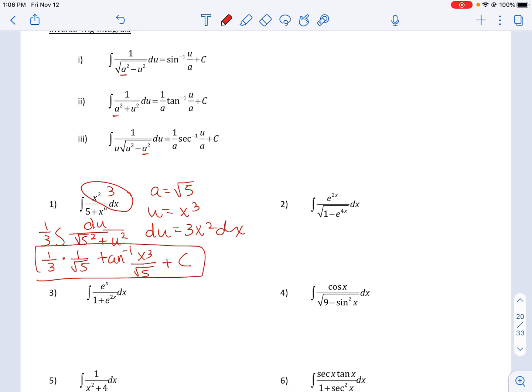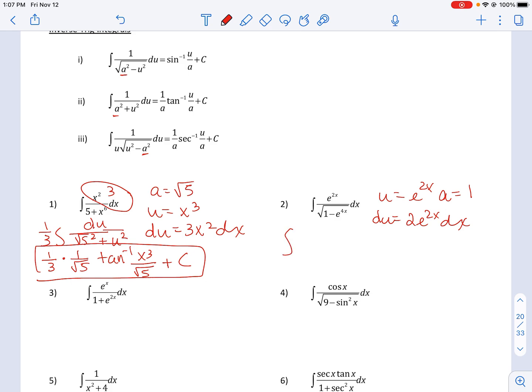Okay. The second one will be your arc sine. So your u in this case is e to the 2x, because this is really e to the 2x quantity squared. And then your a in this case is 1. Again, anytime we do antiderivatives, if you have a u, make sure you write your du. So the derivative of e to the 2x is 2e to the 2x.